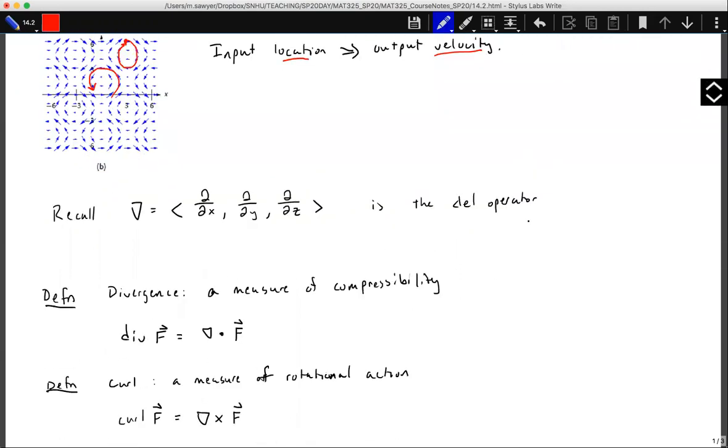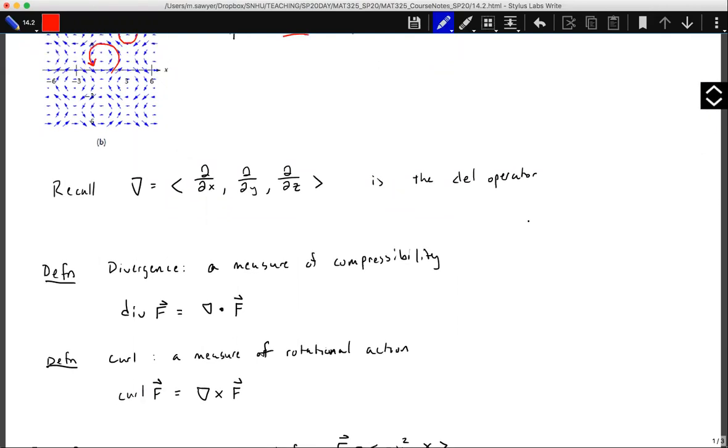Recall from earlier in the semester that the del operator is the vector operator of partial derivatives. We used it when we did gradients of surfaces, when we took the partial derivatives of surfaces. The del operator is a vector: partial x, partial y, partial z. So we define divergence to be a measure of the compressibility of a vector field. We define divergence of F to be del dot the vector field.